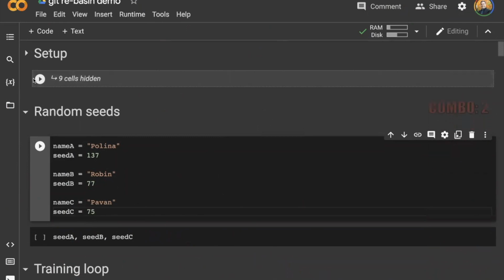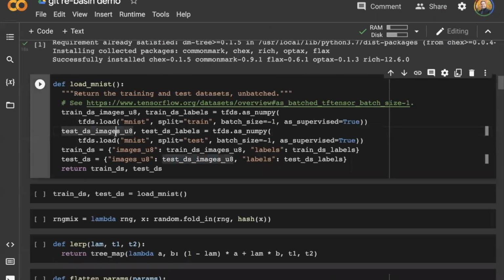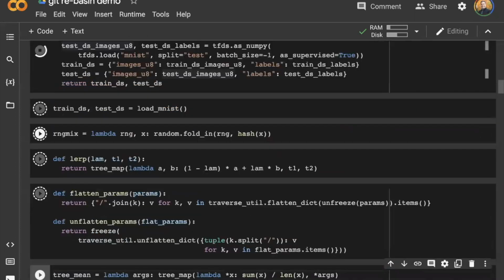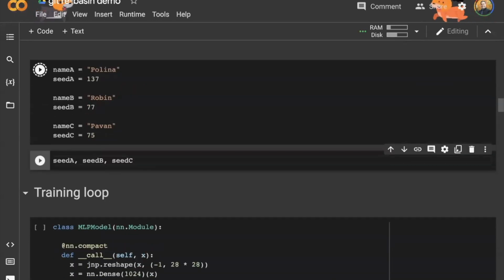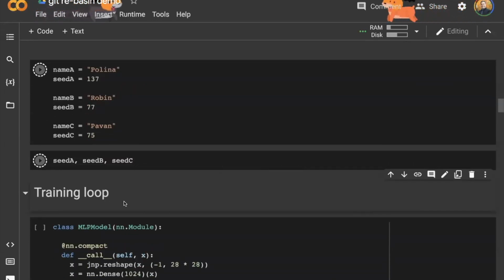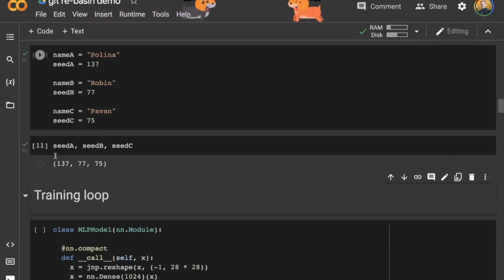So I think we got all this. Standard stuff with requirements. And now we'll let this run for a second. We have three random seeds. So this is your card. Can everyone see your card? Okay.